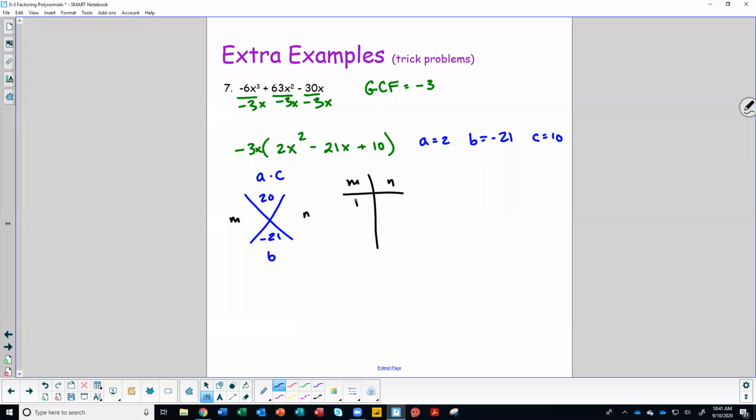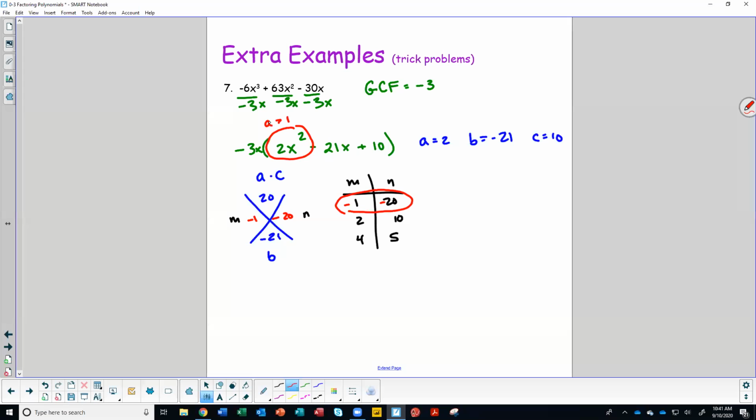And so the factors of 20 are 1 and 20, 2 and 10, 3 doesn't work, but 4 goes in 5 times. Those are my sets, and I need them somehow to be combined to be 21. I can get 21 from the top. 1 and 20 give me 21, so make them both negative. I get a -21. Look at that. -1 and -20 gives me -21. So my m is -1. That's -20.